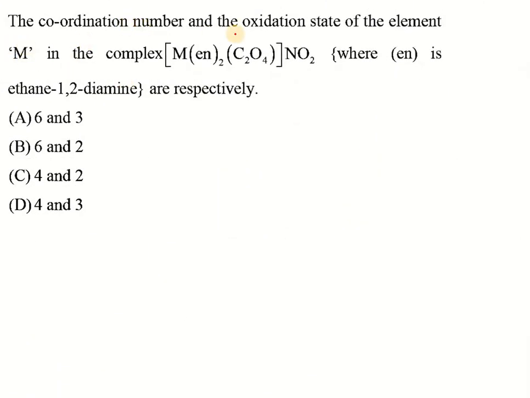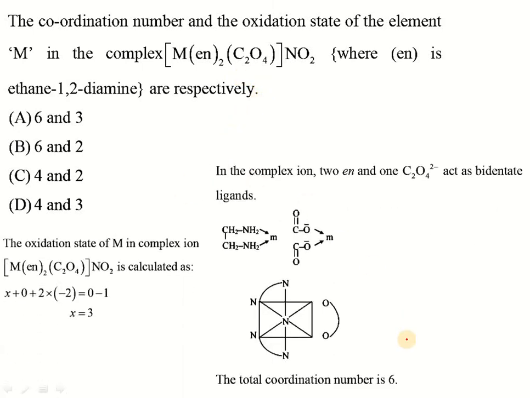Next question. The coordination number and the oxidation state of the element M in the complex, where en is ethylene diamine, respectively. Ethylene diamine is a bidentate ligand, so it contributes 2 coordination number, and 2 into 2 is 4. Here 2 are there. Oxalate is 1, and oxalate is also bidentate, a total of 6. So 6 is the coordination number and 3 is the oxidation number. So option A is the right answer.